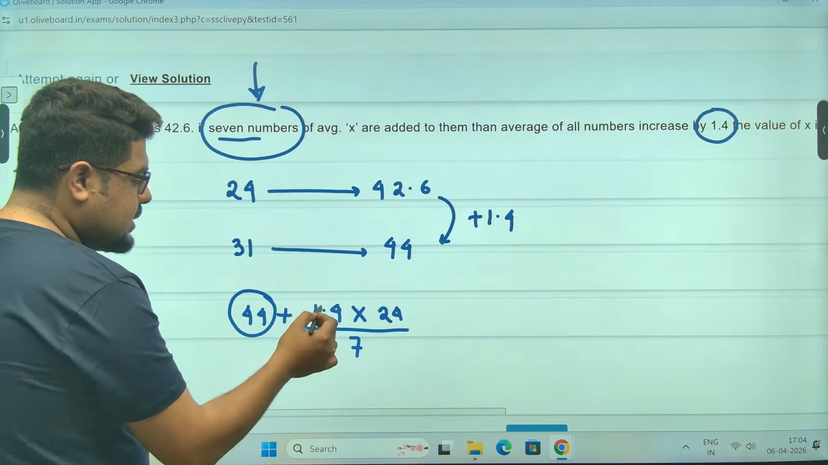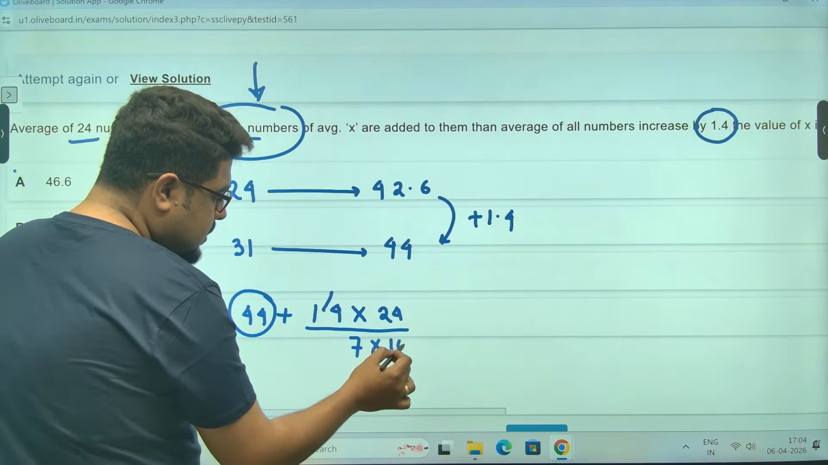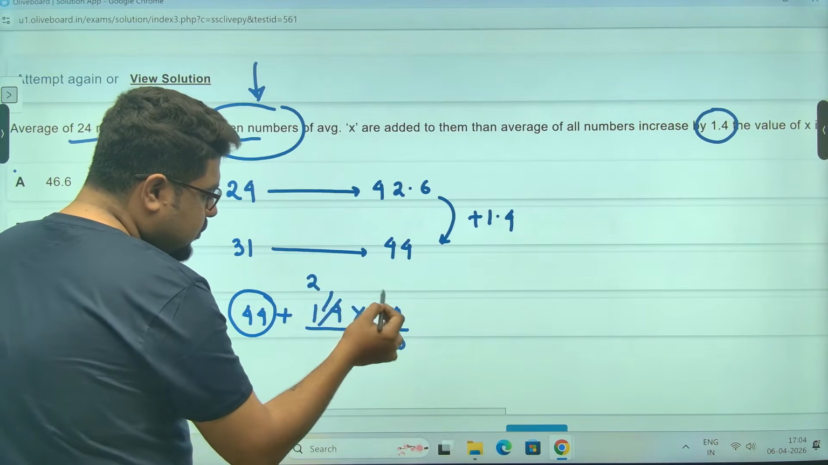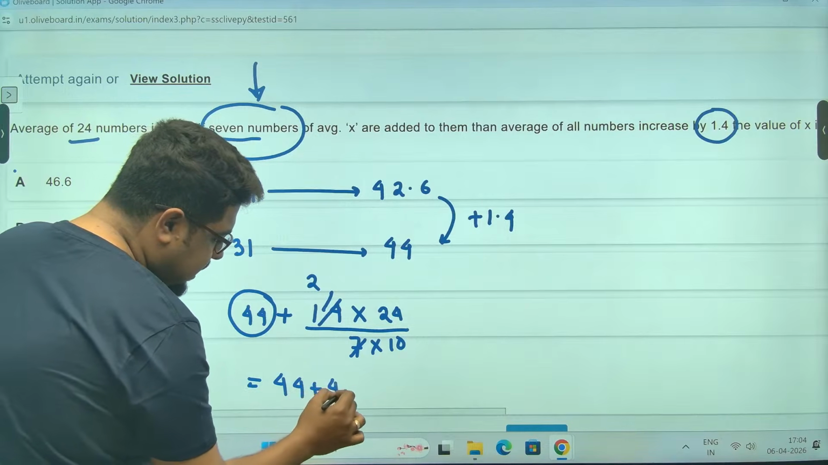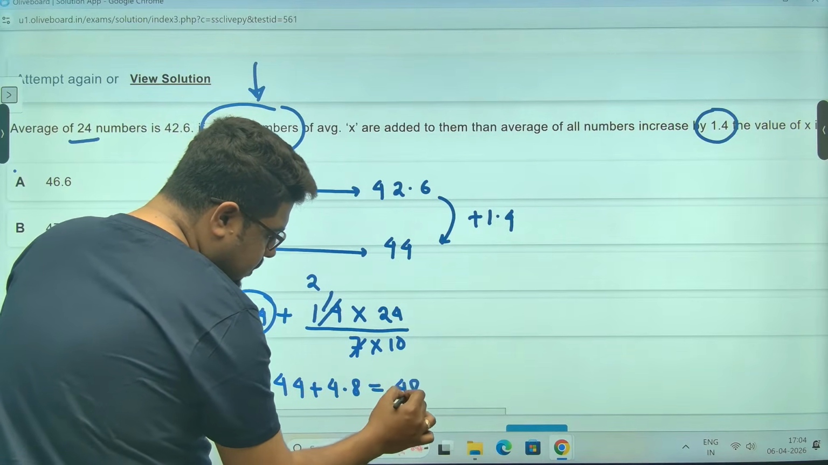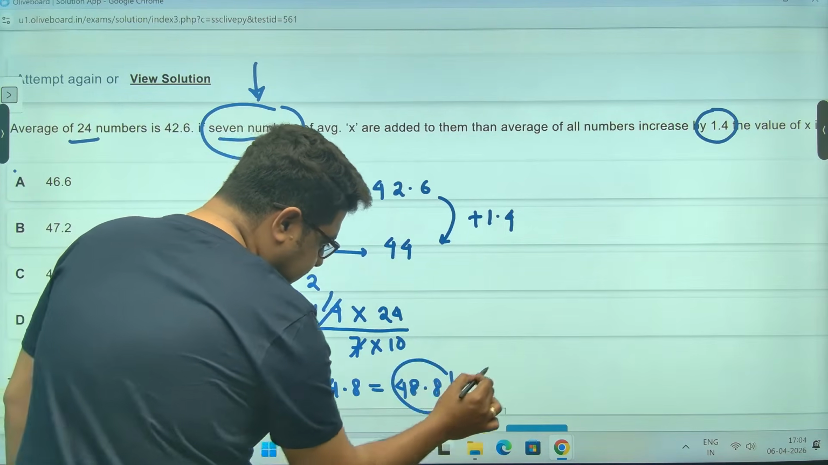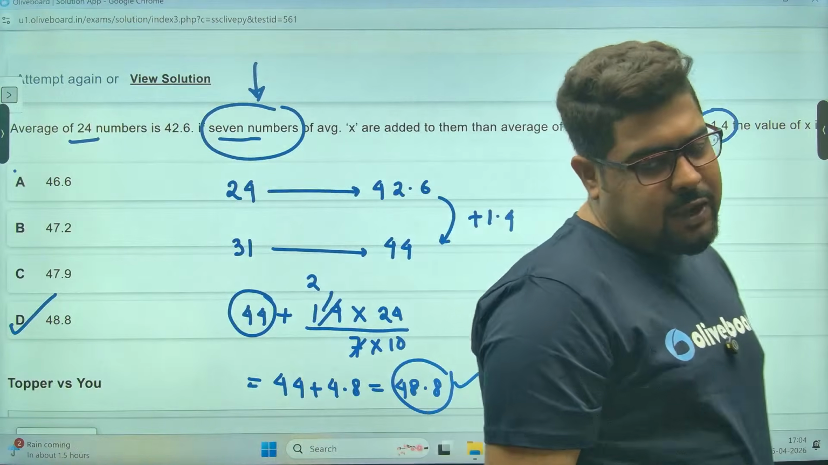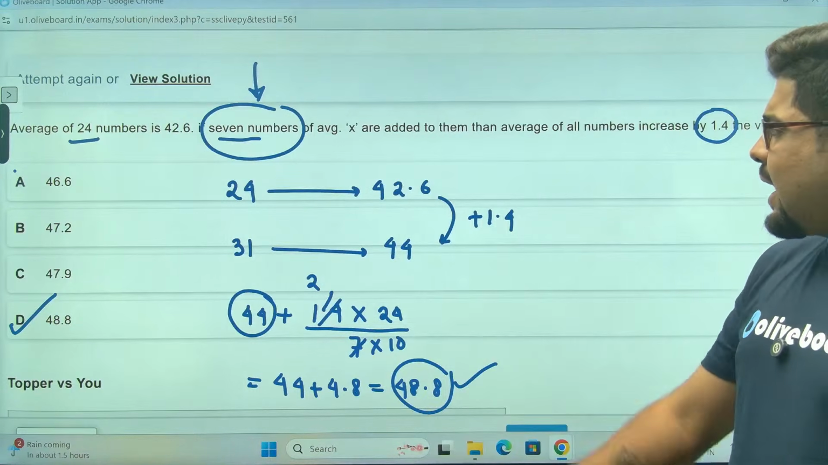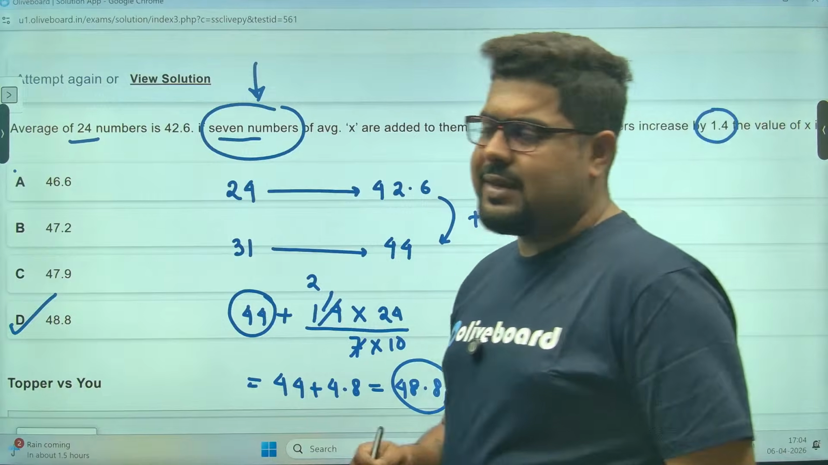So just calculate this. 7 twos are 14, so 48 by 10, meaning 44 plus 4.8. So your answer will be 48.8. Option number D without fail is your correct answer. Again, a very simple question.